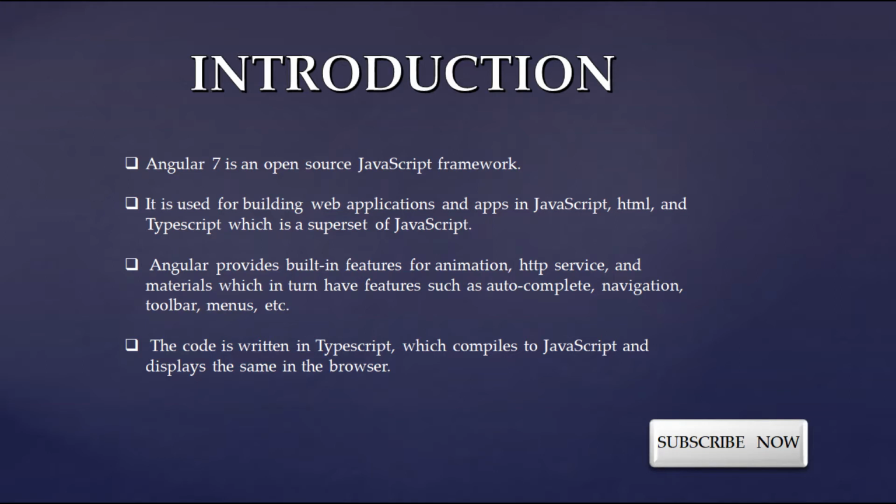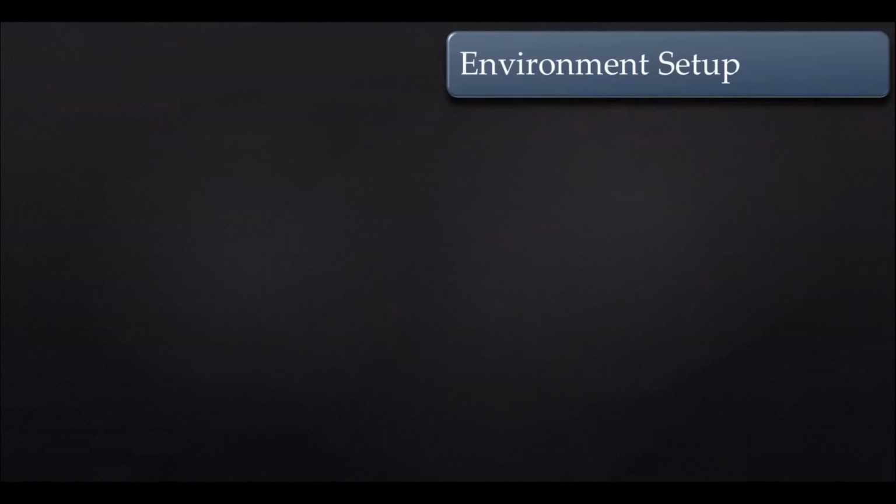Hello and welcome. This is a tutorial for Angular 7. Angular 7 is an open source JavaScript framework. It is used for building web applications and apps in JavaScript, HTML and TypeScript, which is a superset of JavaScript. Angular provides built-in features for animation, HTTP services and material, which in turn have features such as autocomplete, navigation, toolbar, menu, etc. The code is written in TypeScript, which compiles to JavaScript and displays the same in the browser.